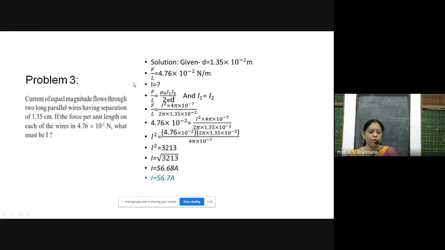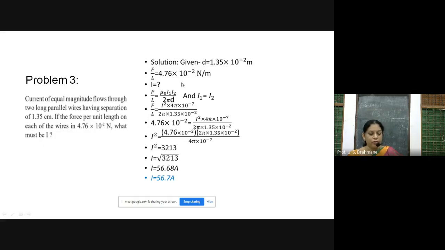Always, whenever a problem is given, try to understand the problem. If the theory is known to you, you can solve any type of problem. It's not a big deal. Here the current flowing is the same, I1 and I2. D is equal to 1.35 into 10 raised to minus 2 meter. Then F upon L is equal to 4.76 into 10 raised to minus 2 Newton per meter, because this is force per unit length. You have to find out I.